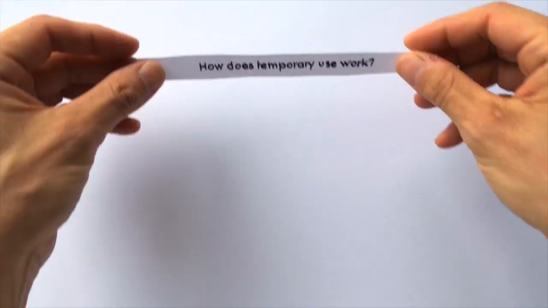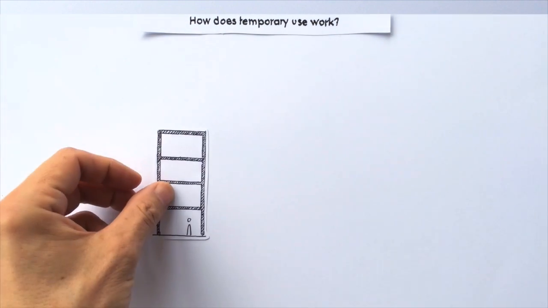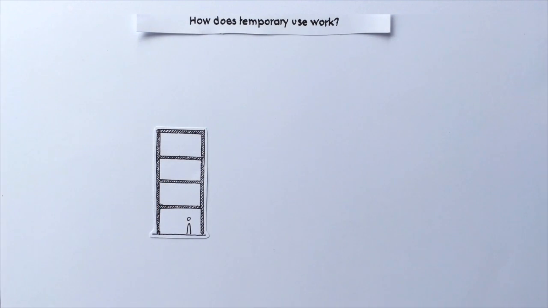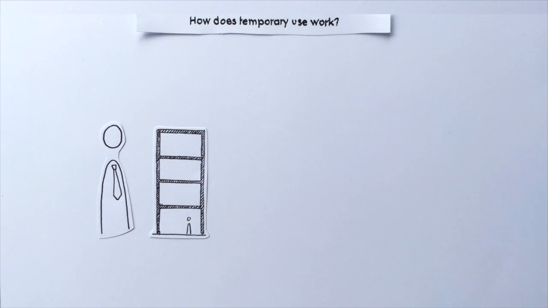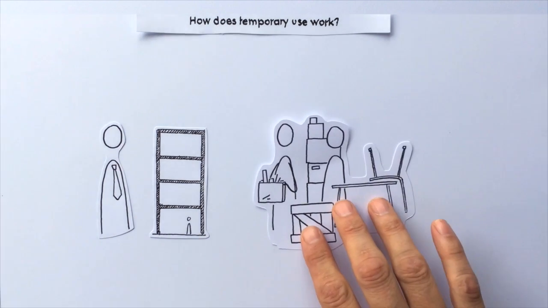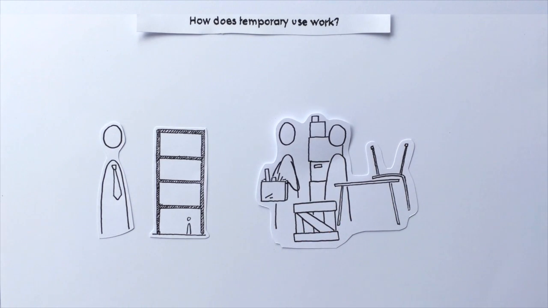In order to face problems of vacancy and to take advantage of empty buildings, there is something called temporary use. How does temporary use work? So let's imagine an empty property, or one that has not been used for a certain period of time. The owner cannot find any use for this space at market rate. On the other hand, a project initiator is looking for a place at an accessible price.